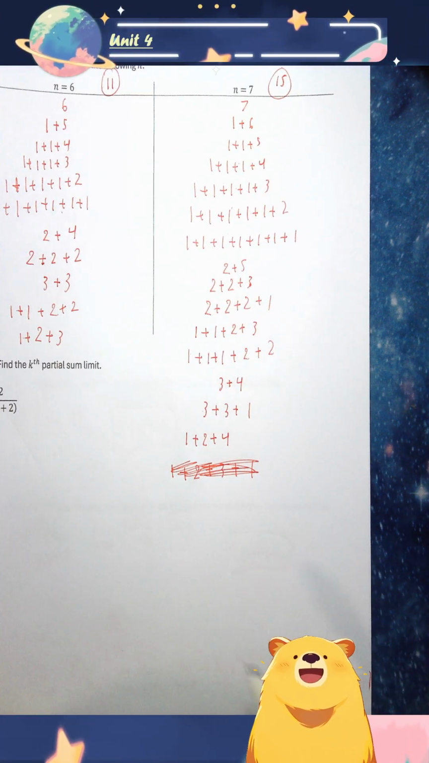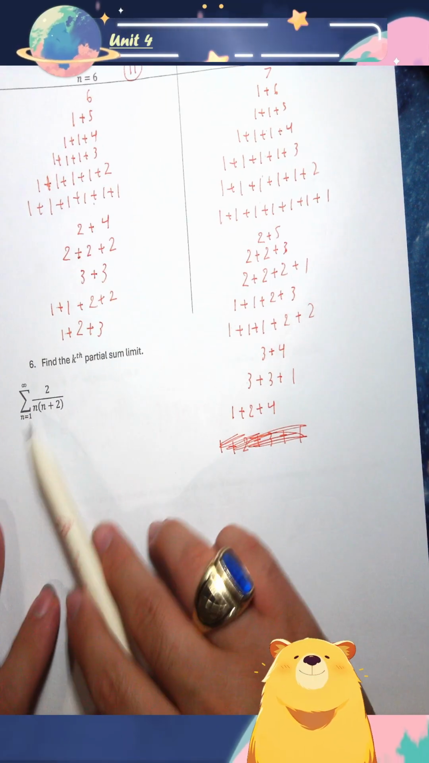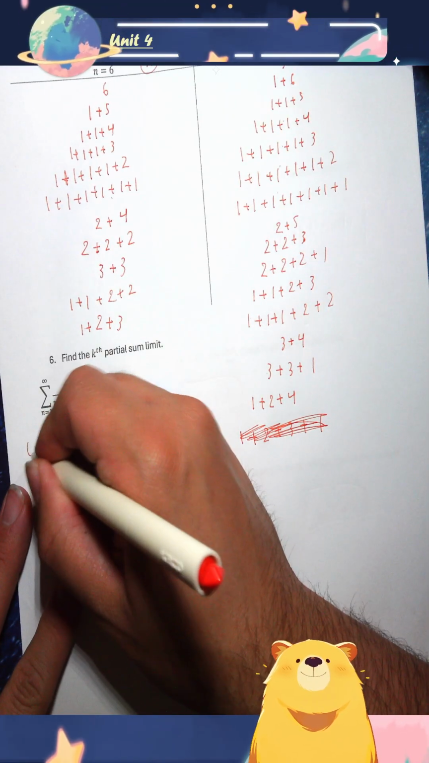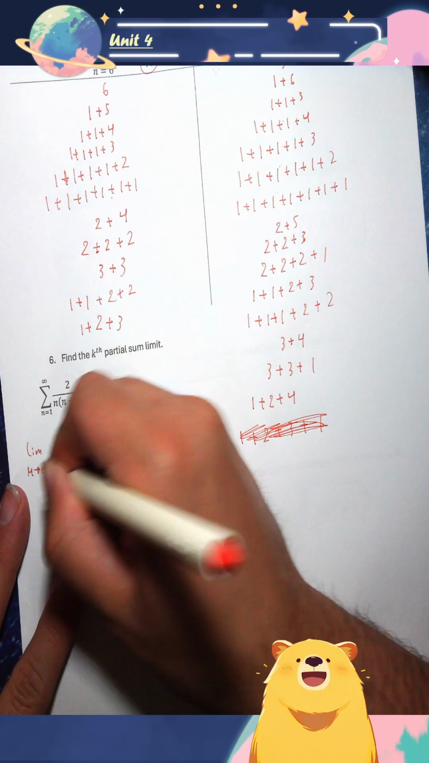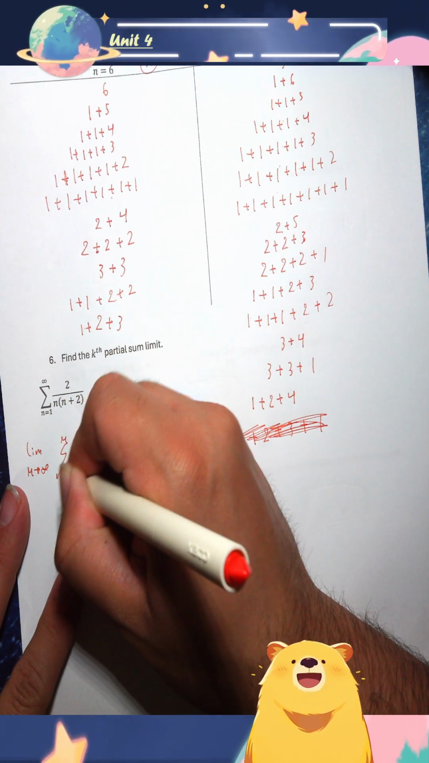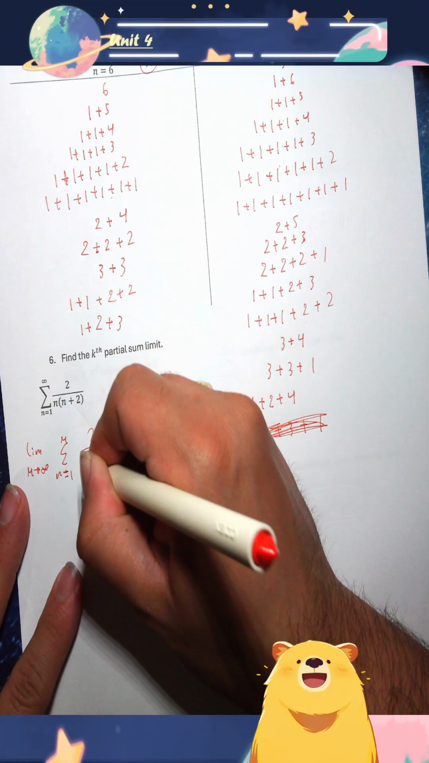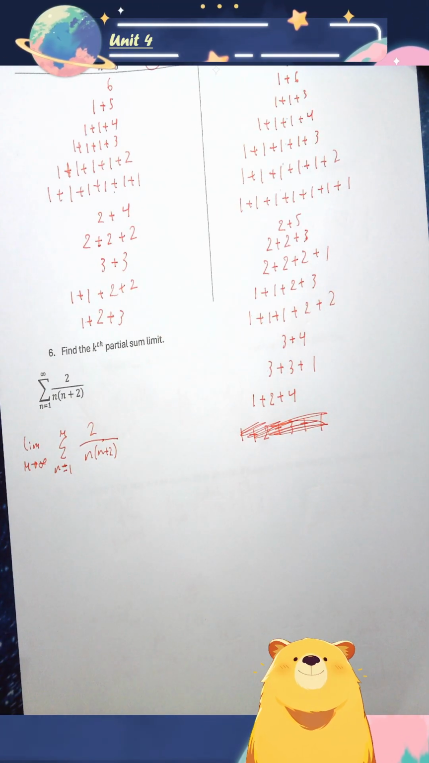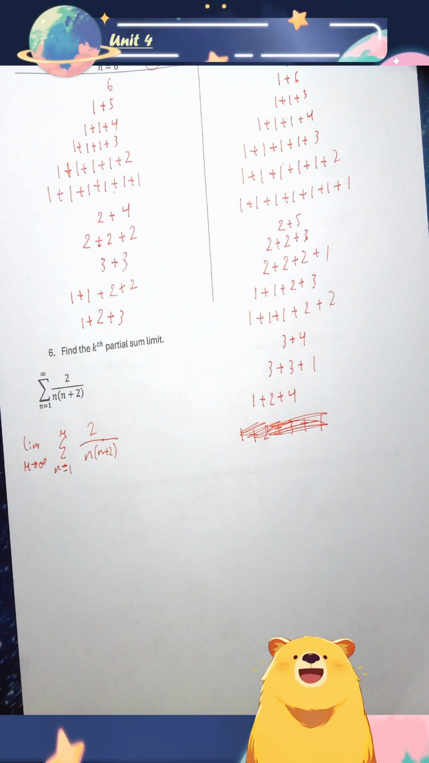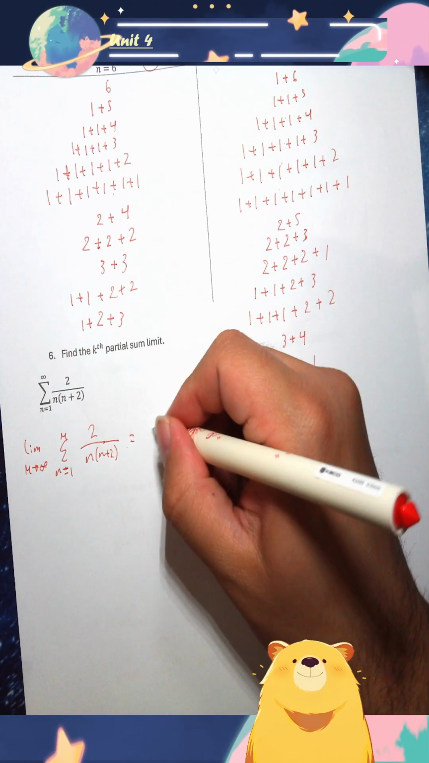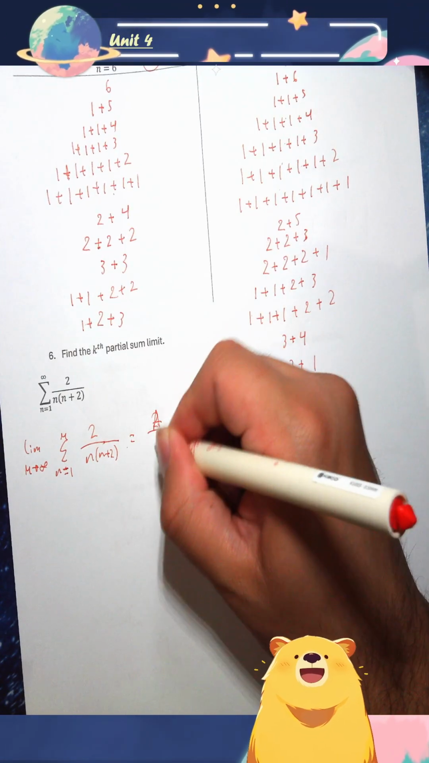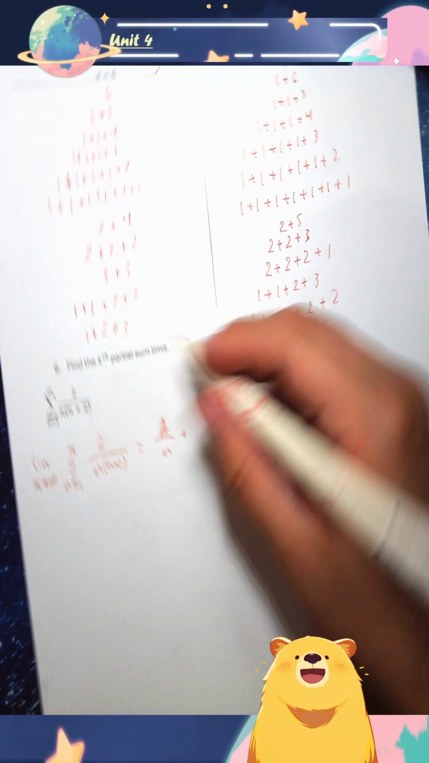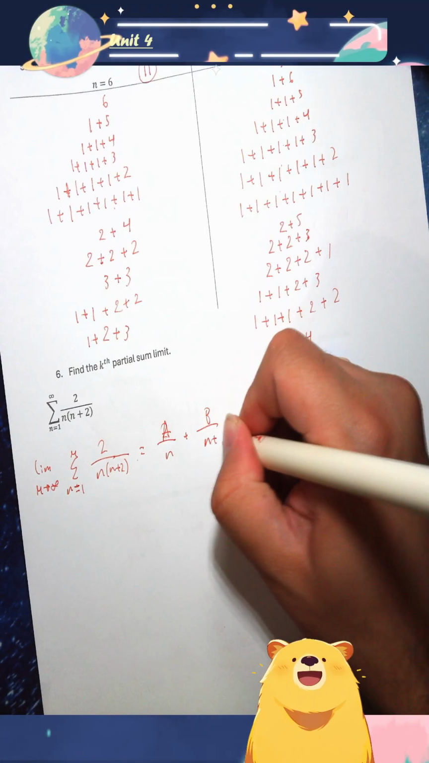Six. Right, last one. Find the k partial sum limits. So we know that this is better served. We write it as the limit as k goes towards infinity of the sum for n equal to 1 to k of 2 over n times n plus 2. From here, we're going to try to do the telescoping trick. So it's a over n plus b over n plus 2.